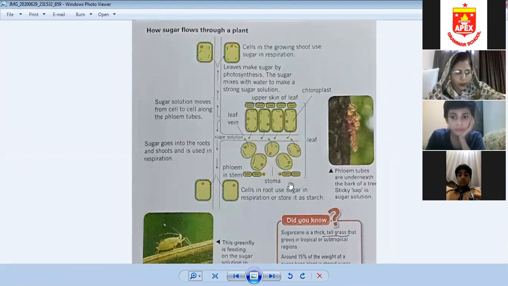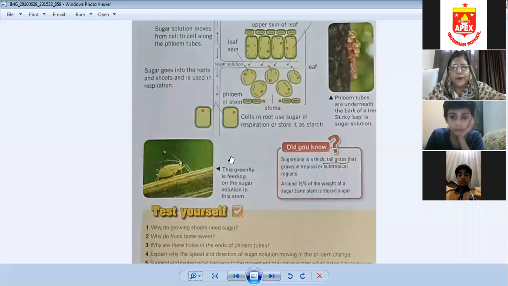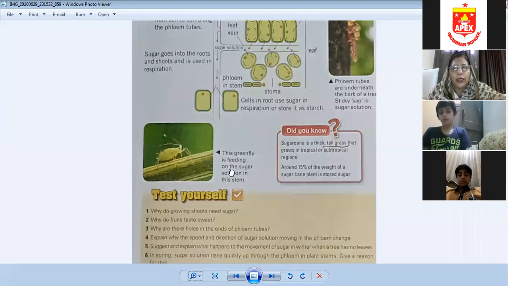Now you will see next. This is given. This green fly is feeding on the sugar solution in this stem. You can also see this is a diagram of a green fly. It is sitting on a plant and getting sugar solution. It is a diagram of a stem and a leaf, and it is sitting on it, getting the sugar solution.